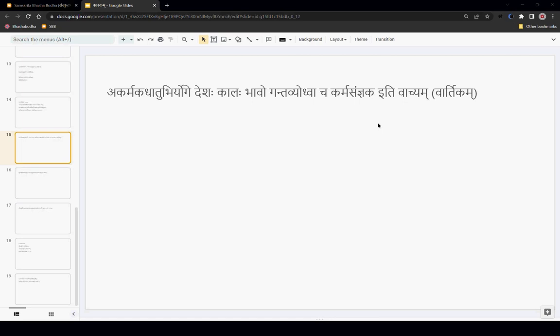Okay. Then gantavya adhva. If you see the last one here, gantavya adhva. Adhva means marga. Adhva is an adhvan shabda, a nakaranta shabda. Adhvan means marga, road.